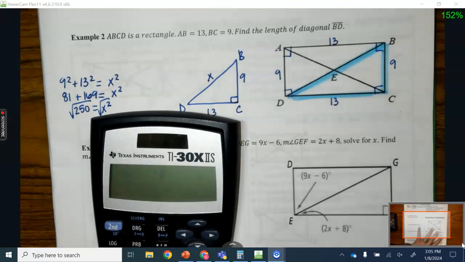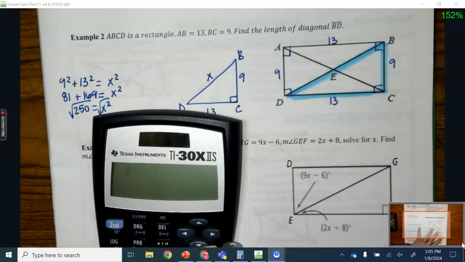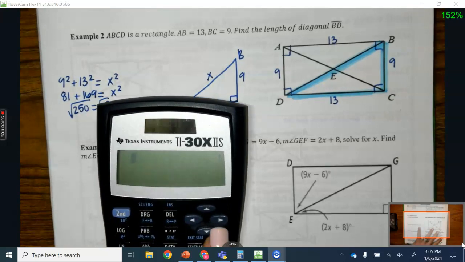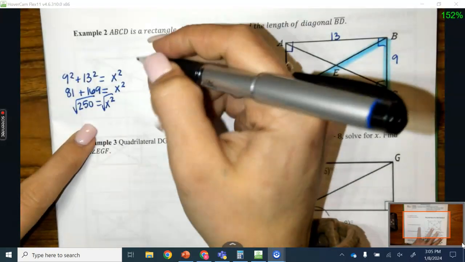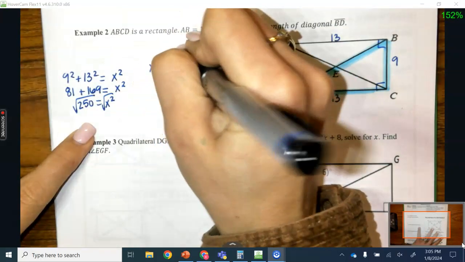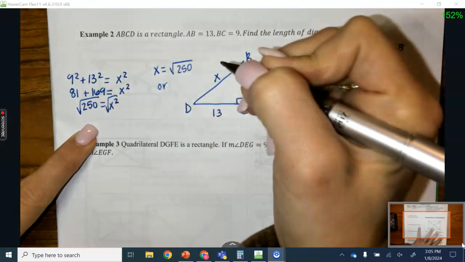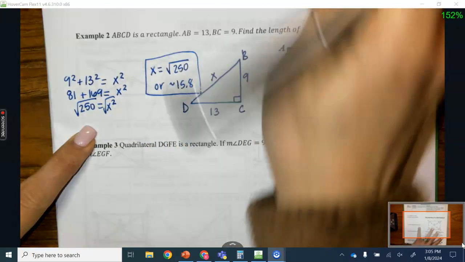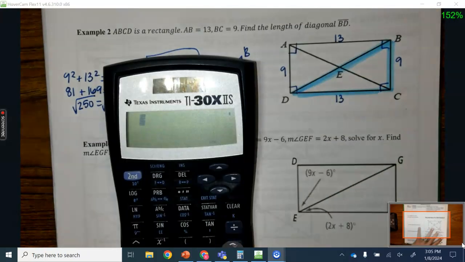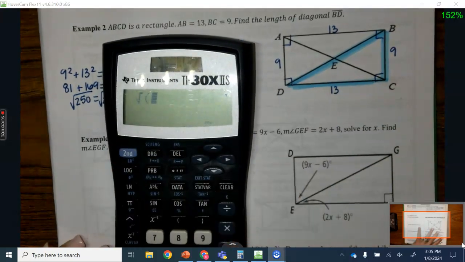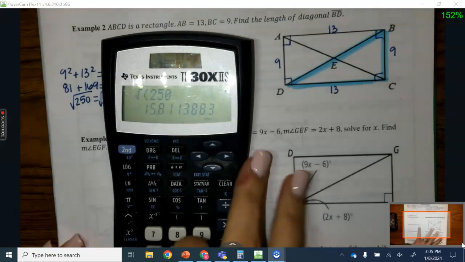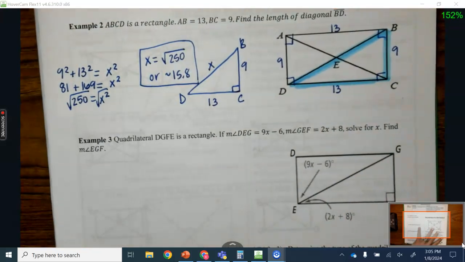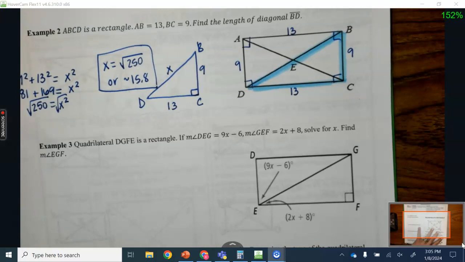Oops, so the square root of 250. That's not right. Okay, so I can leave it as the square root of 250, if I wanted to leave it in radical form, or as a decimal, that is approximately 15.8. I was pressing the wrong button. The square root of 250, 15.8. There we go. So with rectangles, since we have 4 right angles, we can use the Pythagorean theorem to solve.